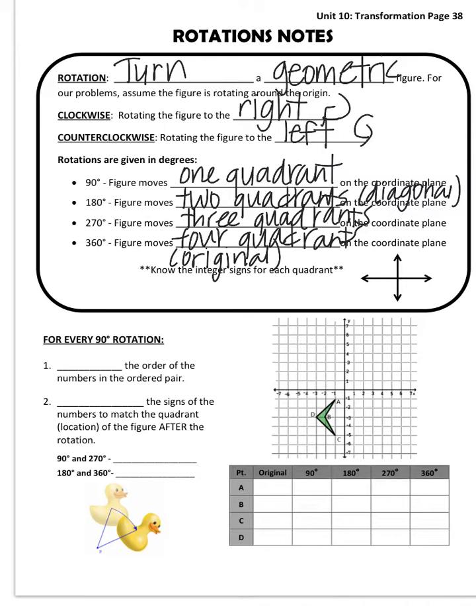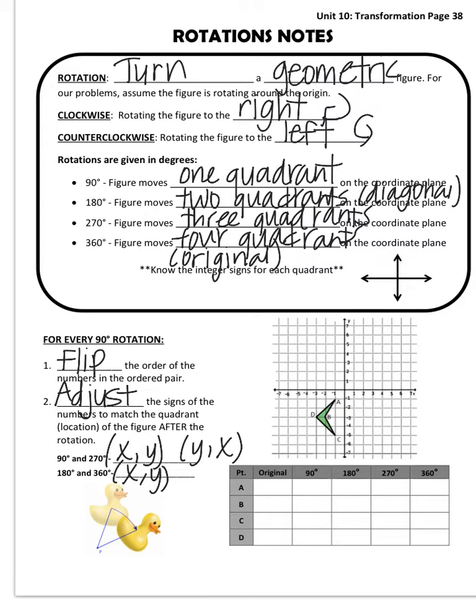Okay, so for every 90-degree rotation, we flip the order of the numbers in the ordered pair, and then we adjust the signs of the numbers to match the quadrants. So 90 and 270, for both of those we flip. So x, y would be flipped to y, x. For 180 and 360, x, y stays the same.